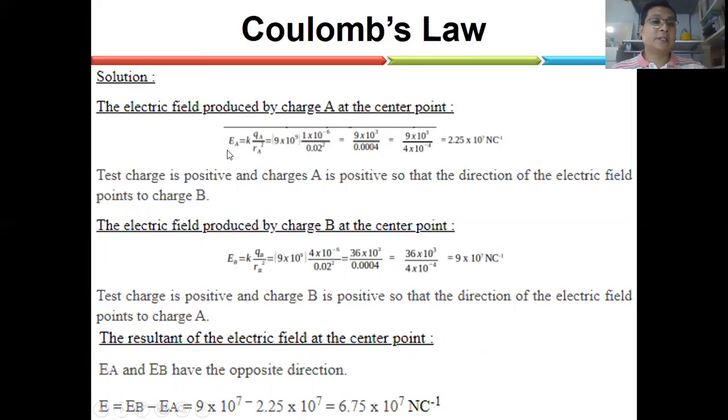So we got the electric field E_A. And then for electric field B, same method, just input, and we can get the electric field for point B. And then for the resultant, because they are in opposite directions, 2.25 is considered negative, and then we got the electric field is positive. Yes.